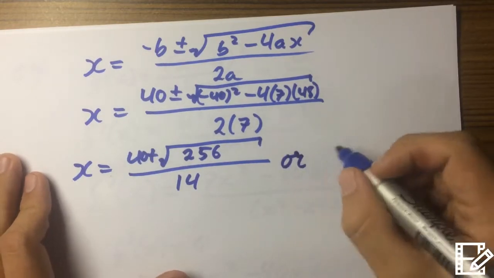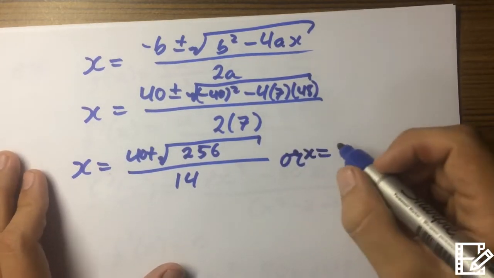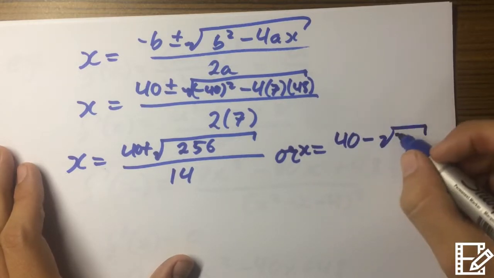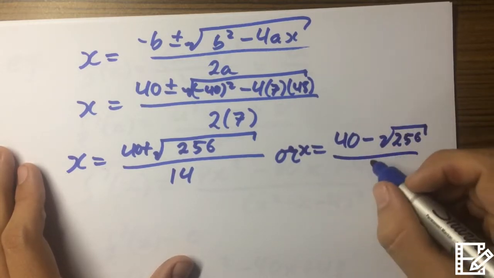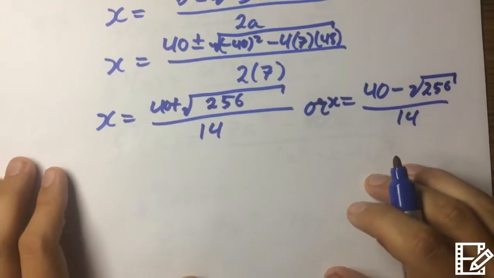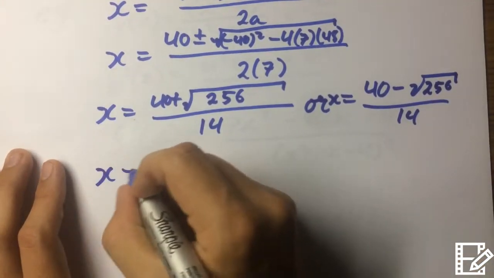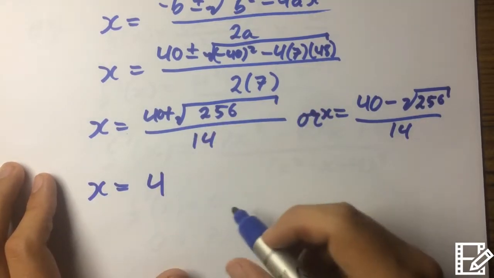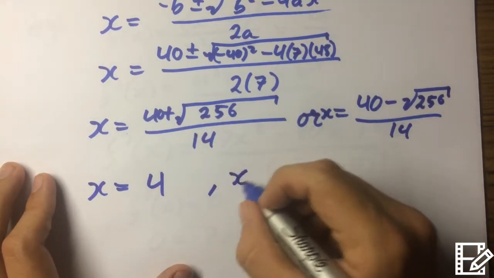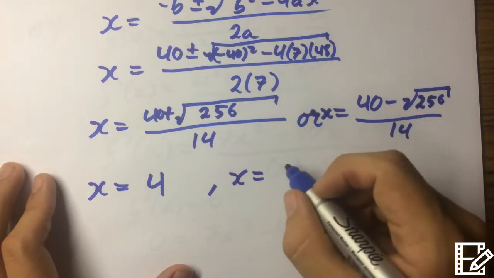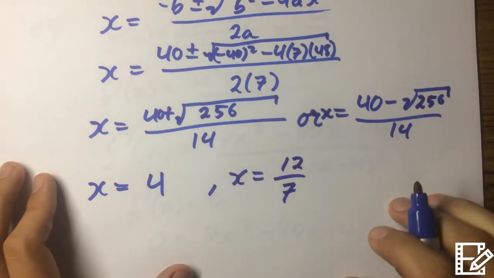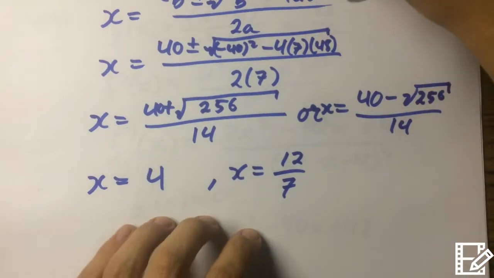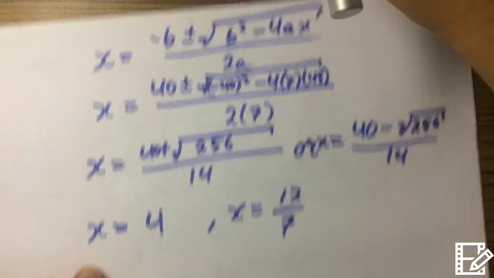And the other x value will equal 40 minus the square root of 256 all over 14. Okay, so x equals 4. You sub that in, you get 4. And for this other value, you sub that into a calculator and you will get 12 over 7. And those are your critical numbers for the top part.